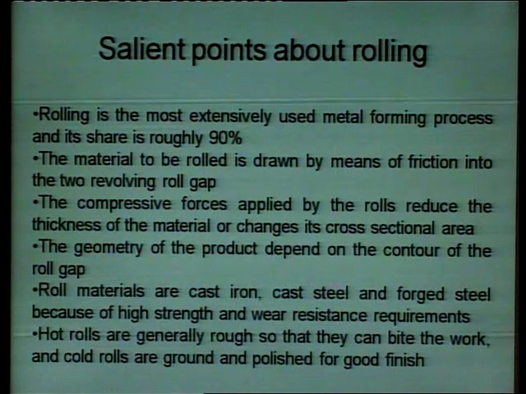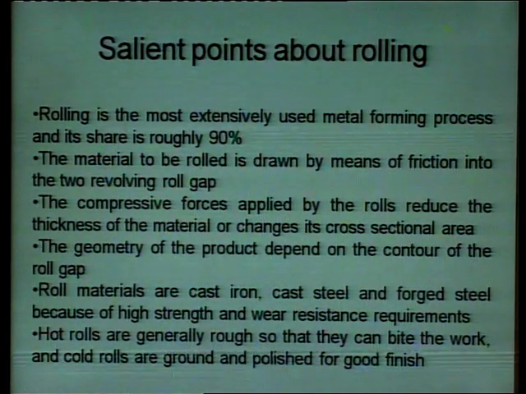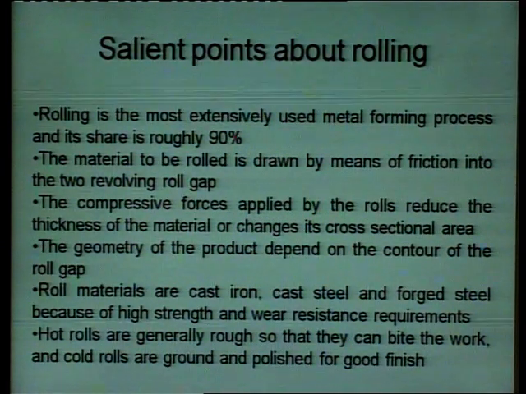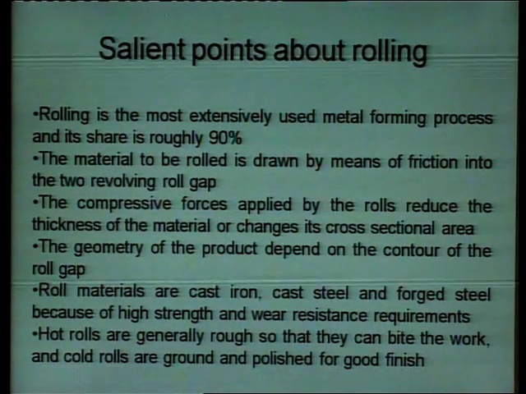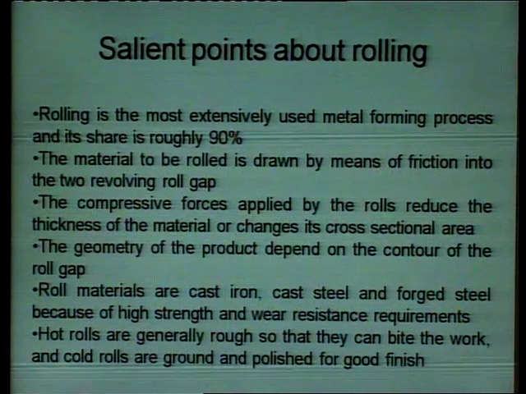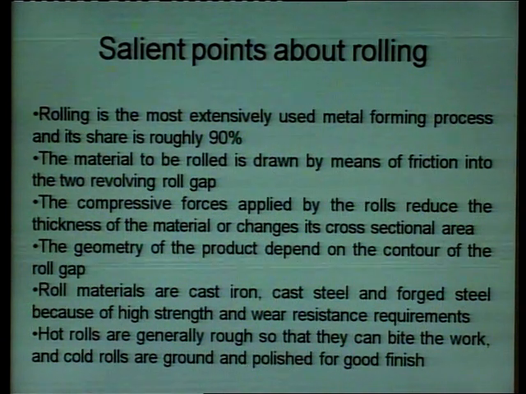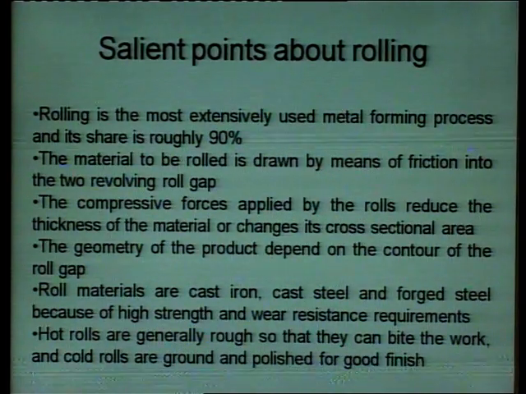Roll materials are cast iron, cast steel and forged steel because of the high strength and wear resistance requirements, because it is a hot working process. The temperature is very high, so the wear rate will be very high, and you need high wear resistance materials. Hot rolls are generally rough so that they can bite the work. That means they can hold the work and push it through the rolls, and cold rolls are ground and polished for good finish.